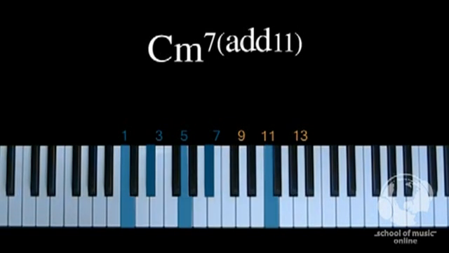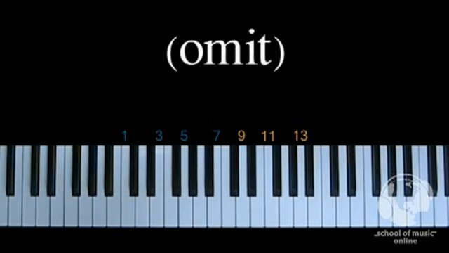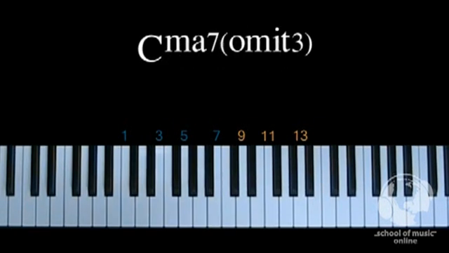So what if you want to get rid of certain notes? What if you want to omit them completely from being played? Okay, so that expression is just omit. Easy, huh? Let's try one. For example, a C major 7, omit 3. So here's a C major 7, and we just take away the 3rd. So here it is.